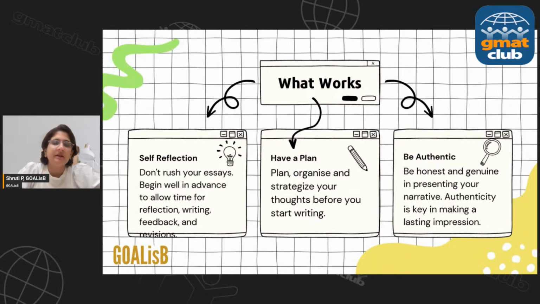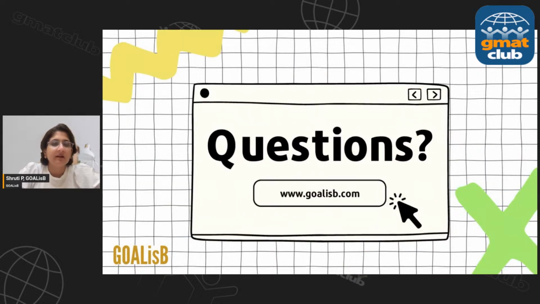Then be authentic, be honest and genuine in presenting your narrative. Authenticity is going to be something that really helps you stand out. We underestimate authenticity, but when it comes to really putting your thoughts together and having your own unique style of writing, it is very important that you have your genuine self to put forward to the application committee. That you can do through the essays.